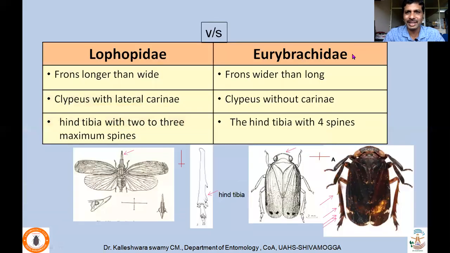So how do you distinguish Lophopidae and Eurybrachidae? Frons longer than wide, you can see here, whereas in Eurybrachidae, frons wider than long. This is where you need to look. Clypeus with lateral carinae, I was talking about these lines, whereas in Eurybrachidae, clypeus without carinae, there will not be any ridges. Hind tibia with two or three maximum spines, you can see here 1, 2, 3, whereas in Eurybrachidae you will find four spines: 1, 2, 3, 4. That's how we can distinguish Lophopidae and Eurybrachidae. So very easy to remember.